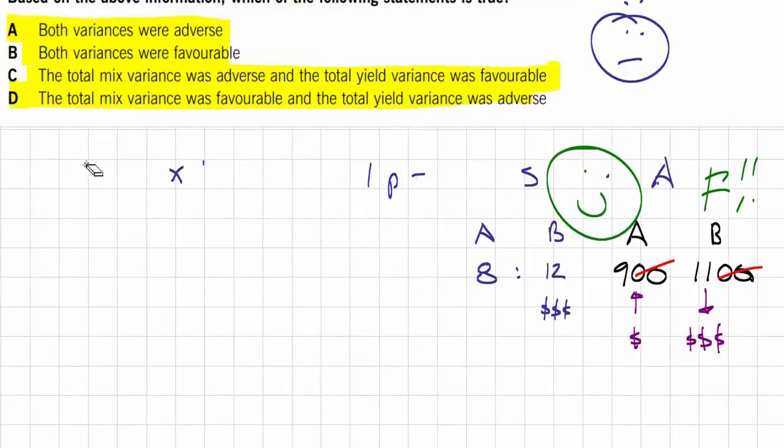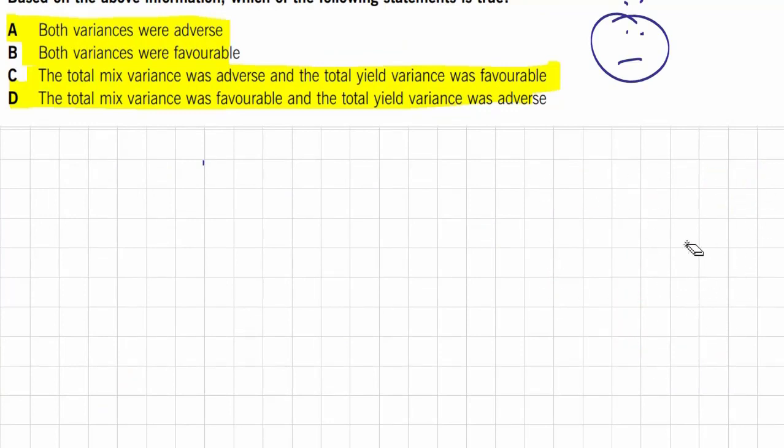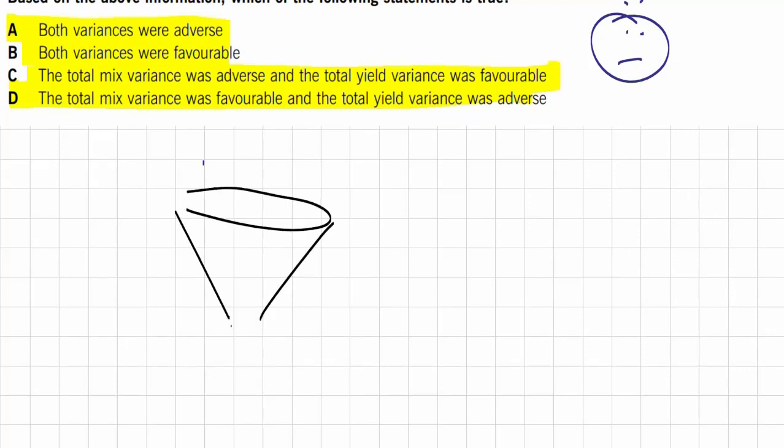Let's now move on to the yield. And now we need to look at the actual output of finished goods. And if we can draw our process again, the yield variance is looking at the inputs versus the output. Let's find out how much goes into one unit and how much we get out. Then we'll compare that to the actual.